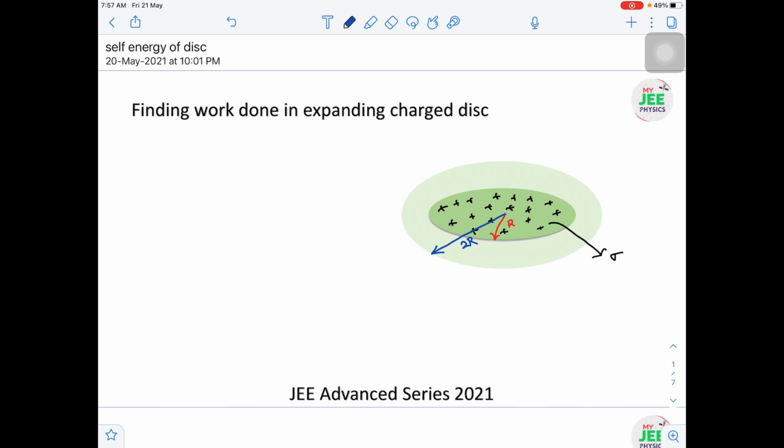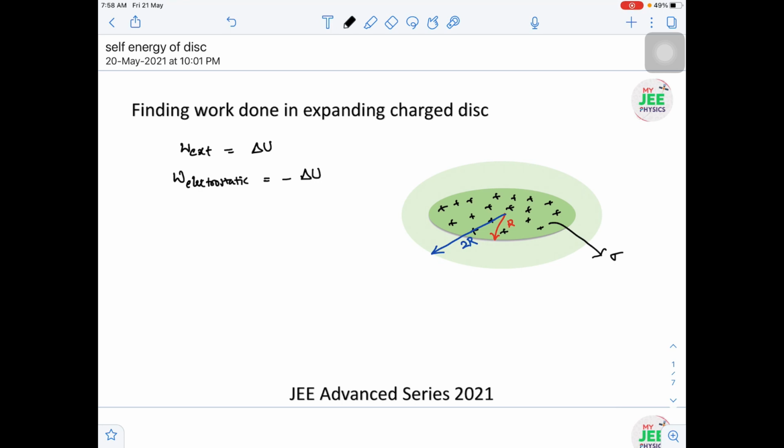I request everybody to go through this question and solve it and come back for the solution. So how to approach, how to find out the work done? See, whenever you are talking about work done in electrostatics, work done by external force will be equal to the change in potential energy of the configuration, or else work done by electrostatic forces, which are conservative, can be written as minus of delta U. So you can find out either of them. Either you can find out work done by external force or work done by conservative forces.